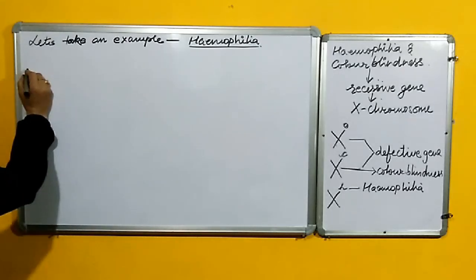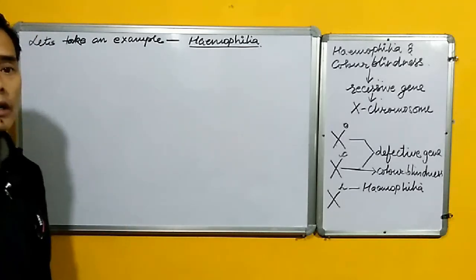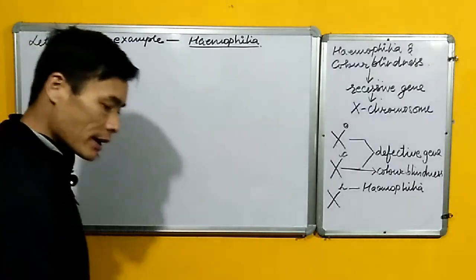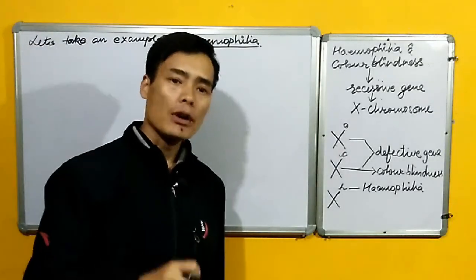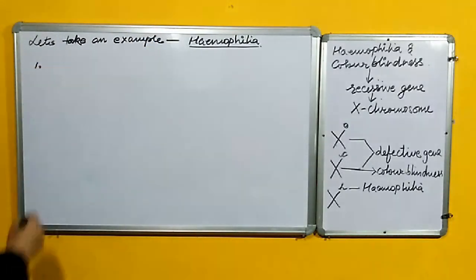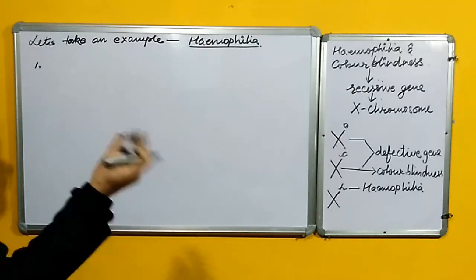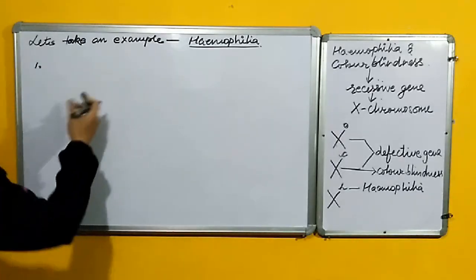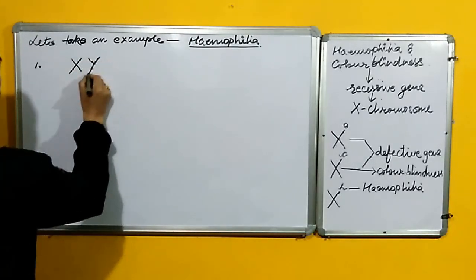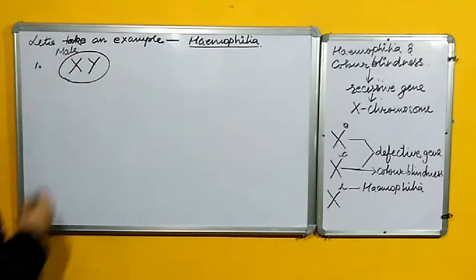So number one, let us take a parent which is suffering from hemophilia, and the other parent is not suffering from hemophilia, to see how this defective gene gets transmitted or inherited in the progeny. So the symbols used for parents will be X and Y for the male parent, so this becomes the father.